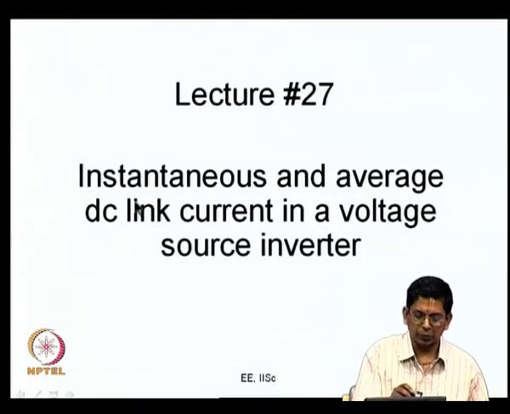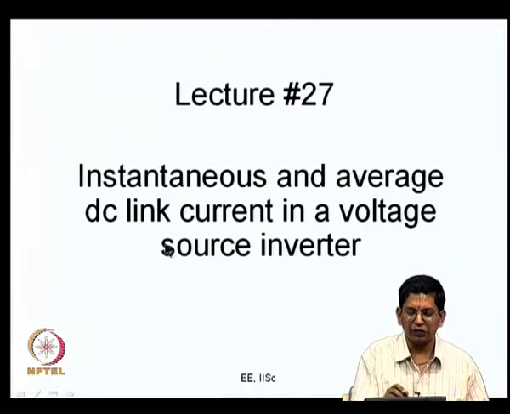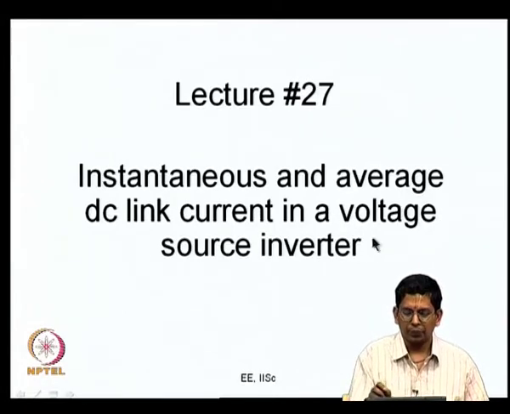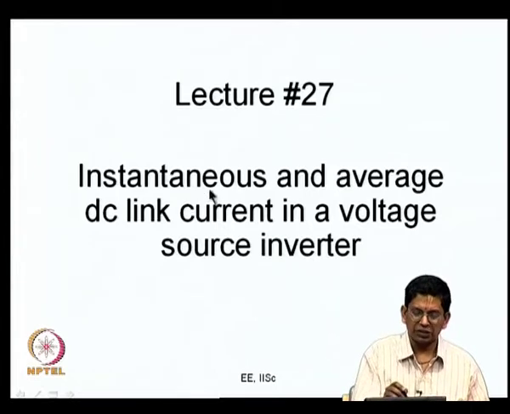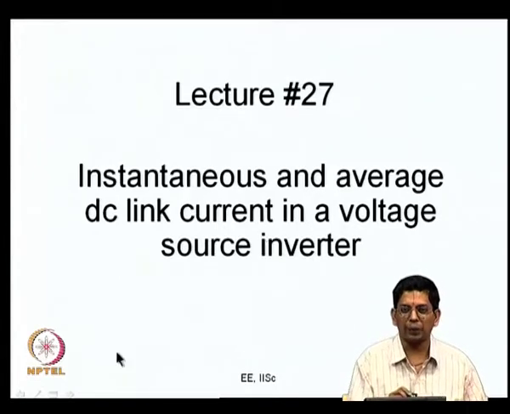This lecture is particularly titled instantaneous and average DC link current in a voltage source inverter. The voltage source inverter has a DC side and an AC side, and this is the DC side current that is flowing into the 6 bridges here. What is its instantaneous value, and how do you evaluate its average value? That is primarily the question we are looking at in this lecture.